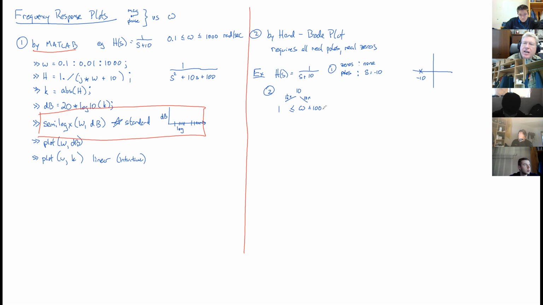However, in this particular case, I'm telling you where to plot it. Whoops, I'm telling you where to plot it. And so just write that down someplace, that you're going to plot it between 0.1 is less than or equal to omega is less than or equal to 1,000. On a test, I'll always tell you where to plot it.